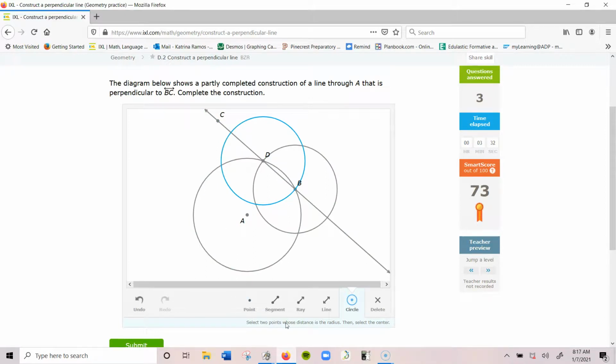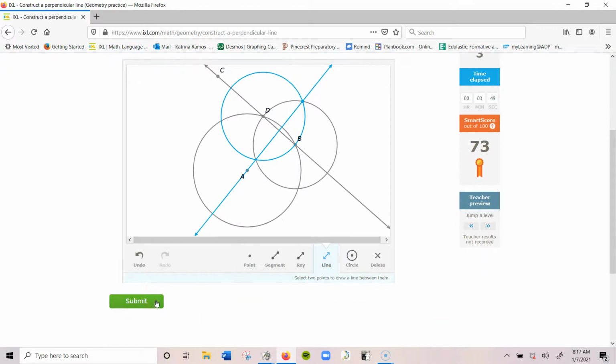And in order to create the perpendicular line, we connect A to where those 2 circles intersect. So either here or here, they're the same line. C is kind of an extra point. It's just because it's the line BC. But this would be your construction.